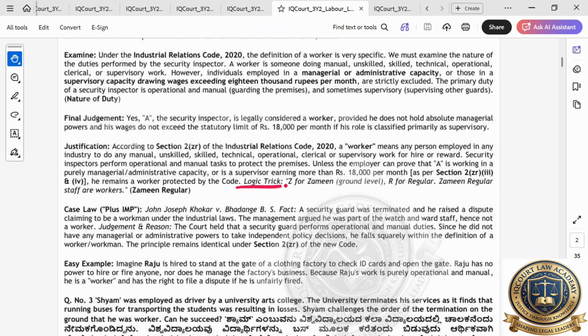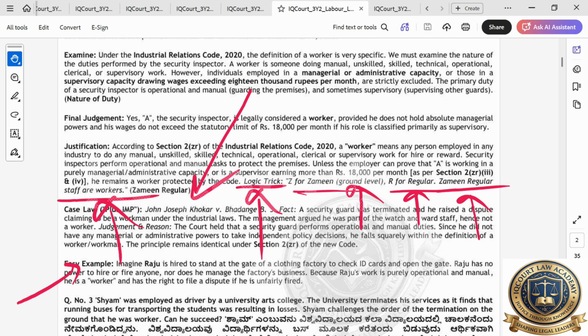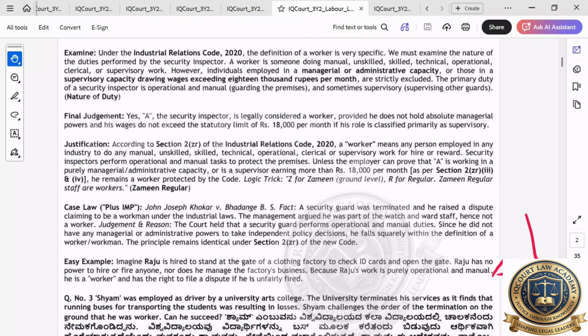We have also provided the tricks to remember. Z means Zameen. Zameen means ground level. R means regular. So Zameen regular: staff are workers. And we are also providing the case laws. We are also providing easy examples for you to understand the concept.